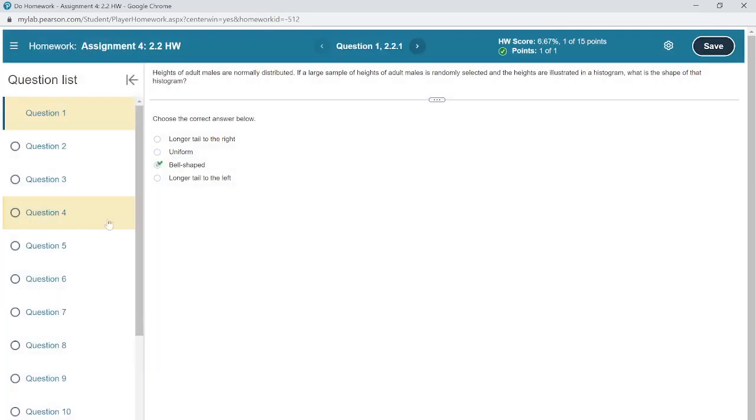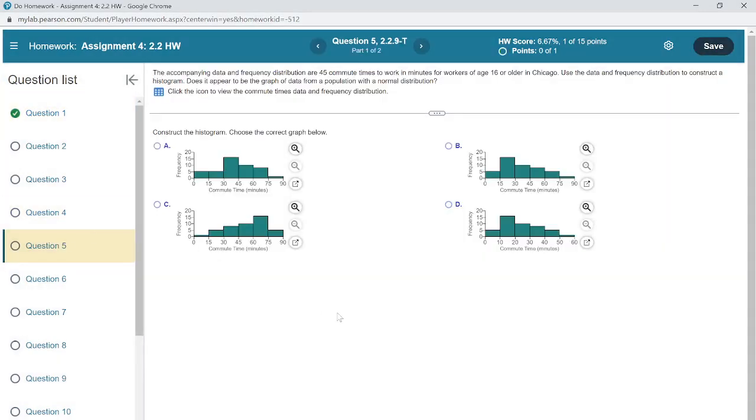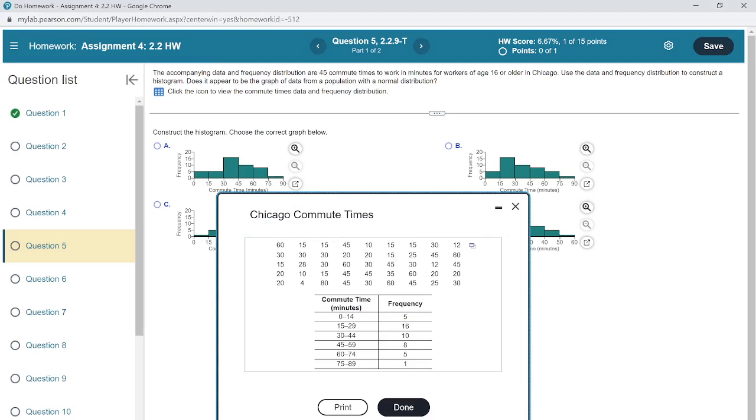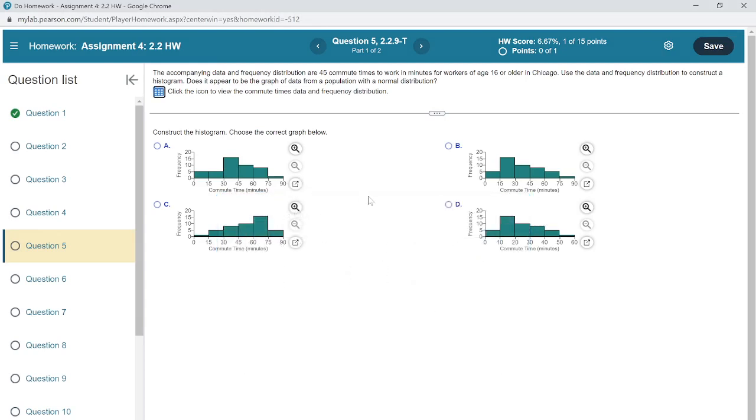Let's go to the next problem. Let's choose number 5. Here is the data, accompanying data with the frequency distribution are 45 commute times to work, and based on this data there are different options of the histogram given.